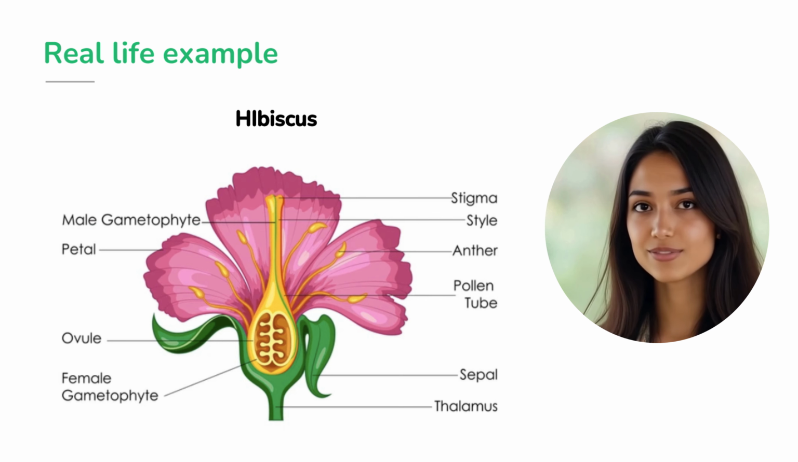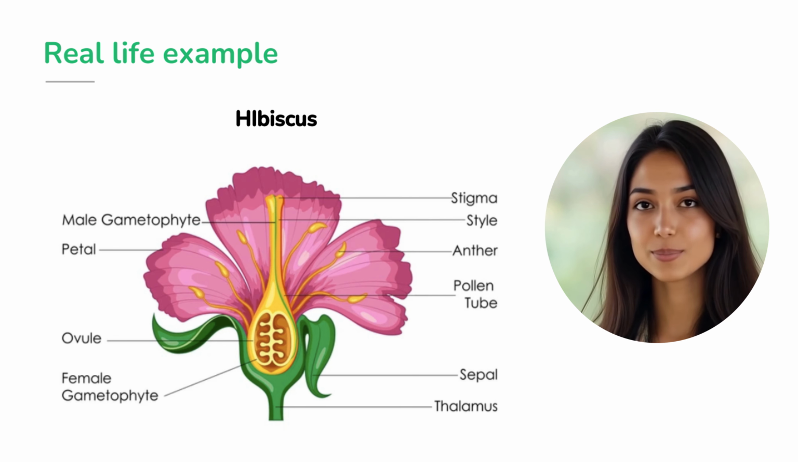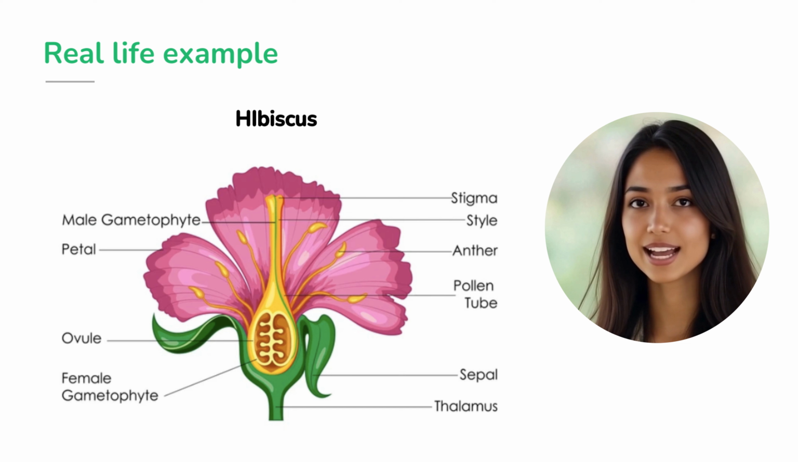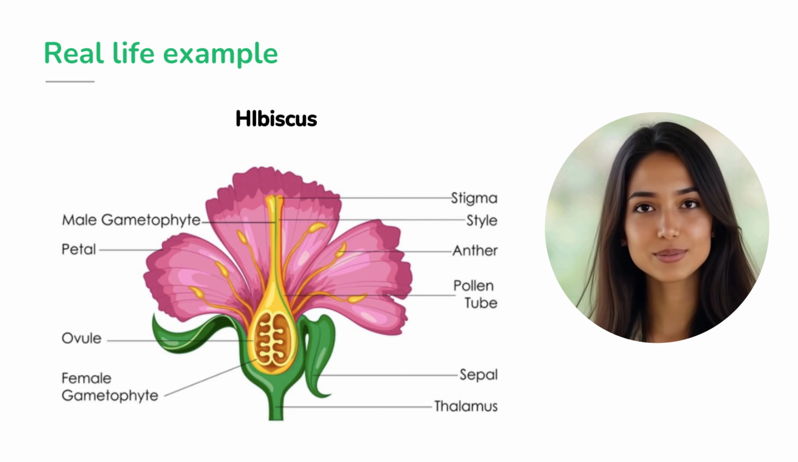The hibiscus flower is a great real-life example. It has prominent stamens and a central pistil, making it a perfect model to study both male and female structures. Try dissecting one and identifying the parts you just learned about.